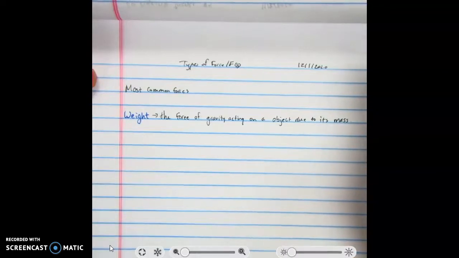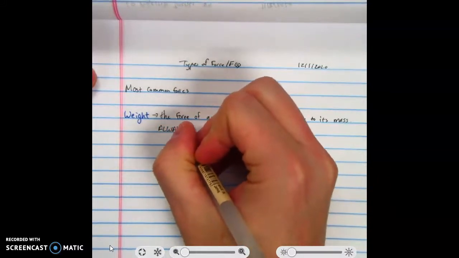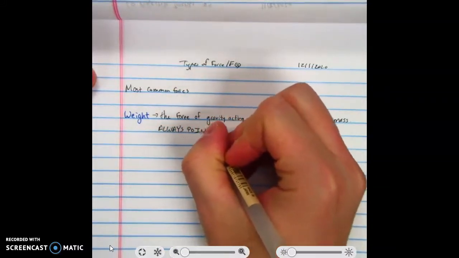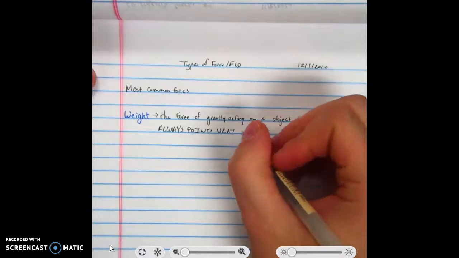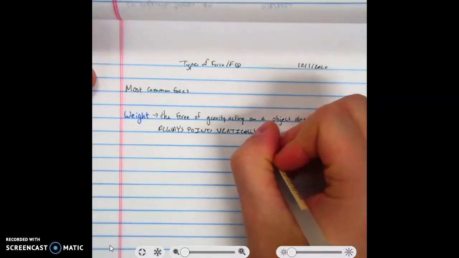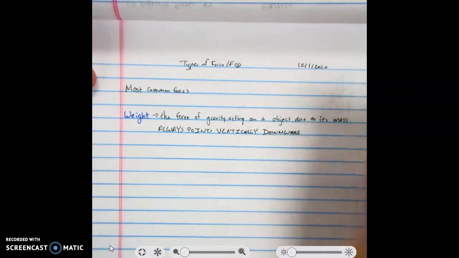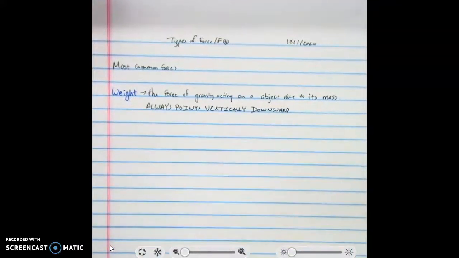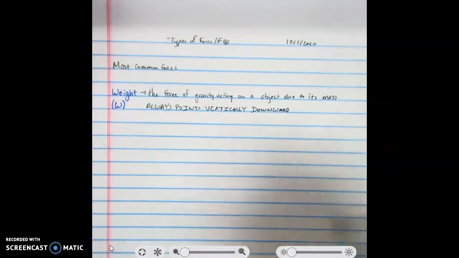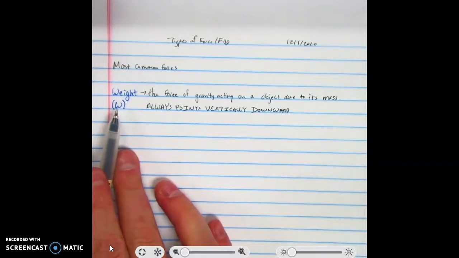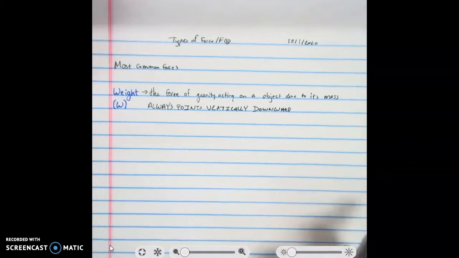Force of gravity acting on an object due to its mass, and it always points vertically downward. This parentheses W is just the abbreviation we'll give for weight. So weight is the force of gravity acting on an object due to its mass, always pointing vertically downward.